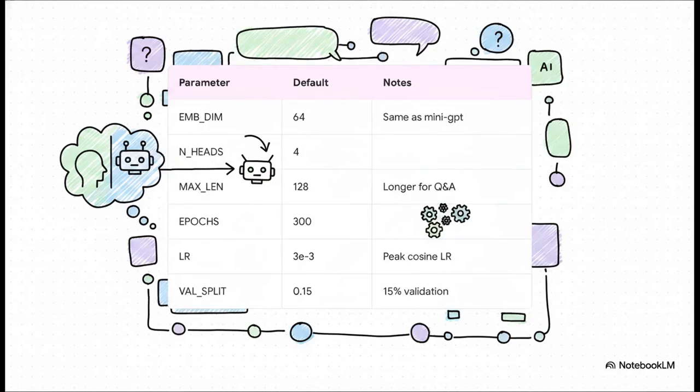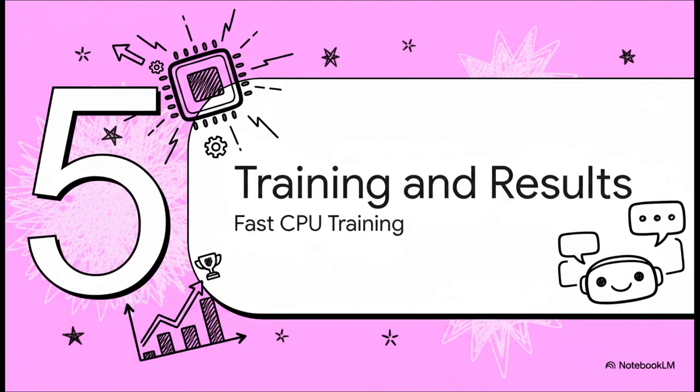And this brilliantly illustrates how minimal the setup really needs to be. Looking at the configuration table, the embedding dimension stays at 64, exactly like miniGPT. We've got 4 attention heads, but notice the max length parameter. It has been explicitly bumped up to 128. Why? Well, because we need a longer sequence window to fit both the human's full question and the AI's complete answer within a single forward pass. It's a really small tweak, but practically speaking, it's what gives our chatbot enough memory to actually hold a coherent conversation turn.